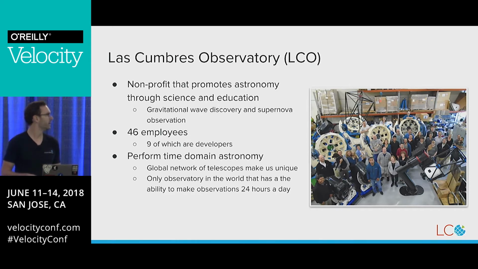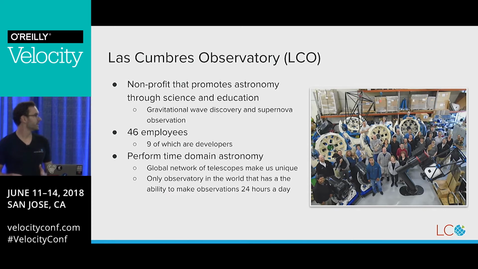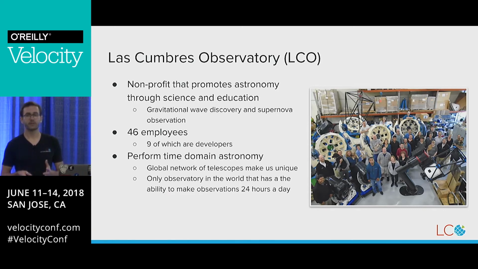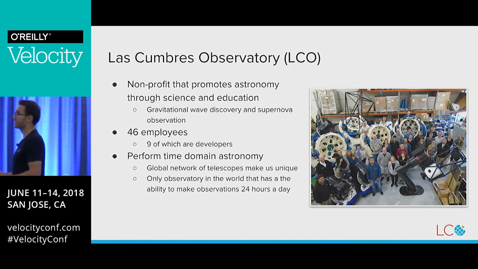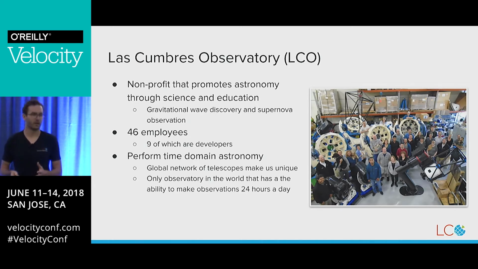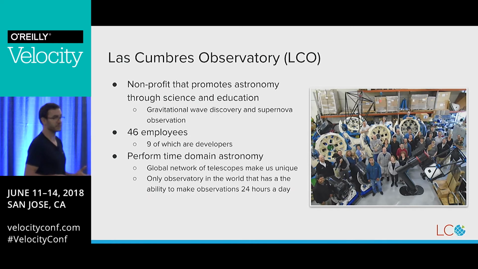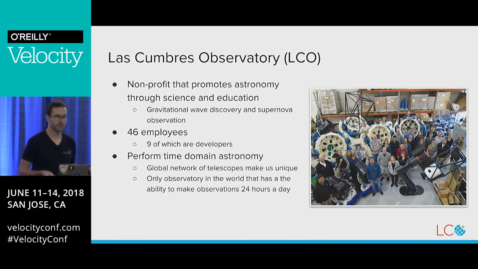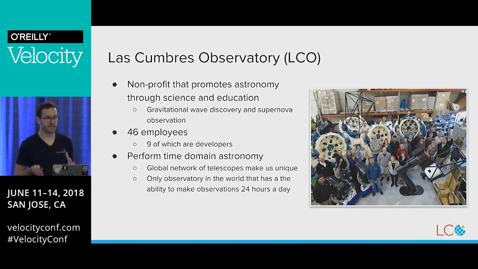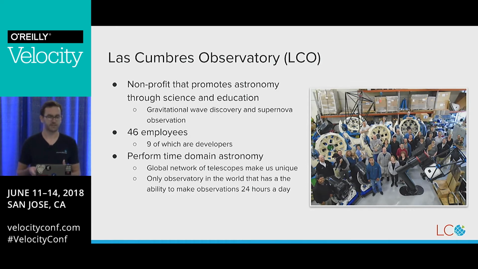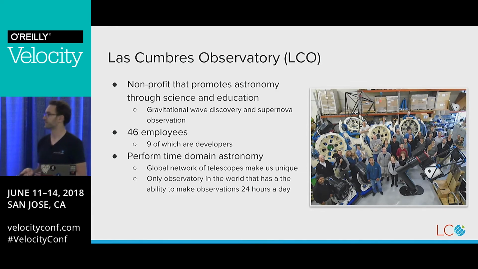So if you're a software developer, you test the code, you deploy the code, you run the code, and so forth. We perform time domain astronomy, and the way that we do this that makes us unique is we have a global network of telescopes. And that allows us to be the only observatory in the world to be able to make observations 24 hours a day. And I'll explain in more detail some of the challenges we face with time domain astronomy, but it's basically the study of how astronomical objects change over time, especially those beyond the solar system.